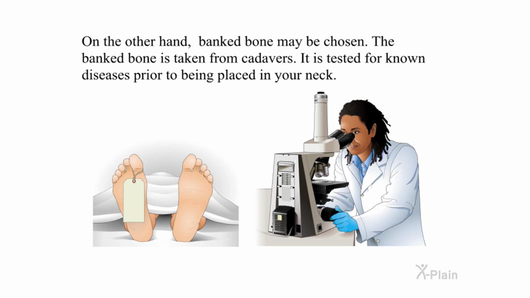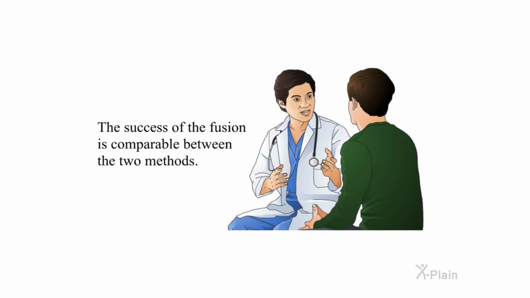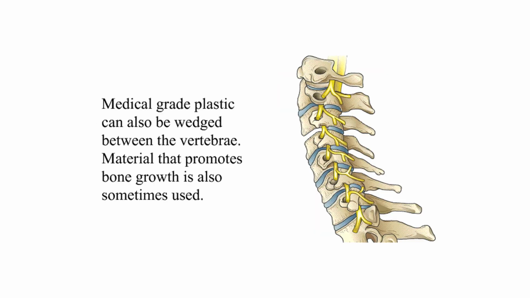On the other hand, banked bone may be chosen. The banked bone is taken from cadavers. It is tested for known diseases prior to being placed in your neck. The success of the fusion is comparable between the two methods. Medical-grade plastic can also be wedged between the vertebrae. Material that promotes bone growth is also sometimes used.